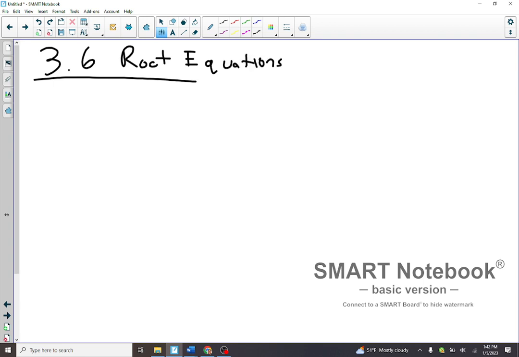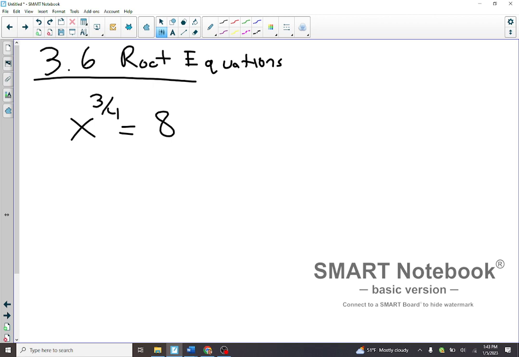Yeah, radicals are roots. So, well, let's do something simple. 3.5 on the test is the last thing, so I'll just do it last. Okay. So, x to the 3/4 equals 8.